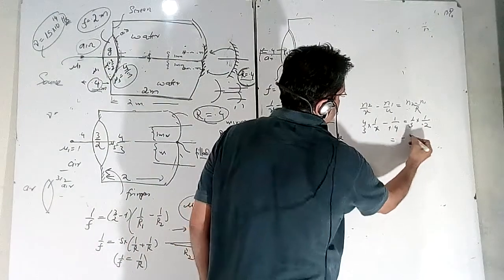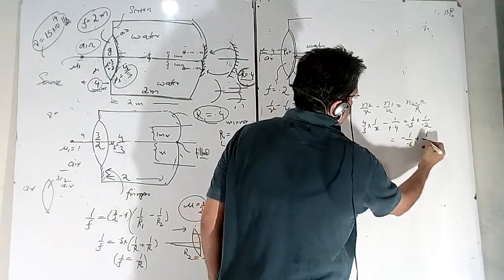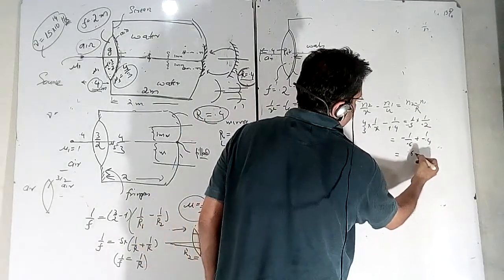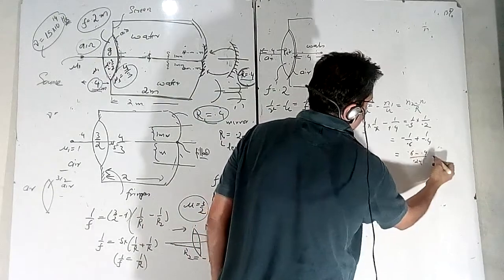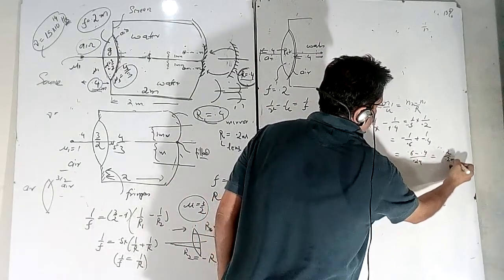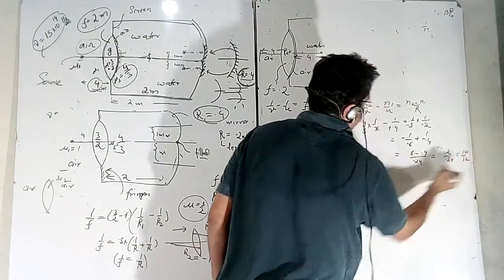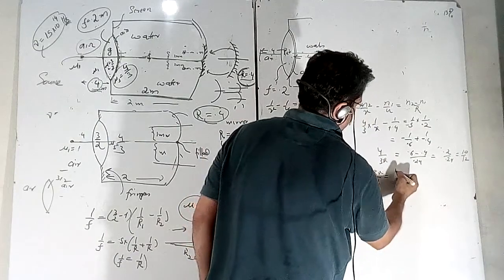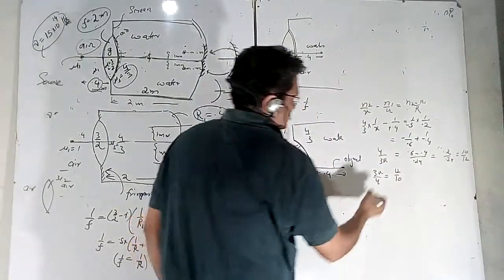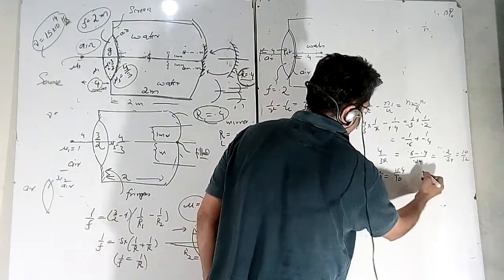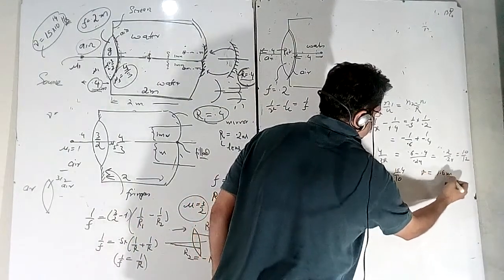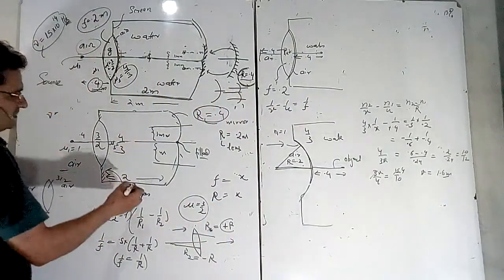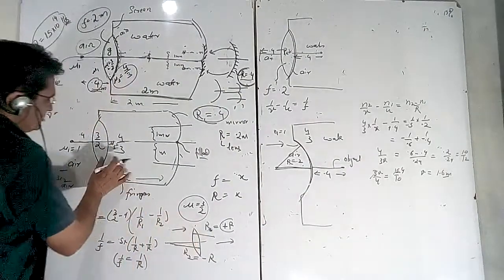So you get minus 1 upon 0.6 plus 1 upon 0.4, which is equal to 0.6 minus 0.4 upon 0.24, which is 0.2 upon 0.24, which is 10 upon 12. It is 4 upon 3v. So 3v upon 4 is equal to 12 upon 10. So v is equal to 1.6 meter. So the image which is formed in the water is at a distance of 1.6 meter from here.